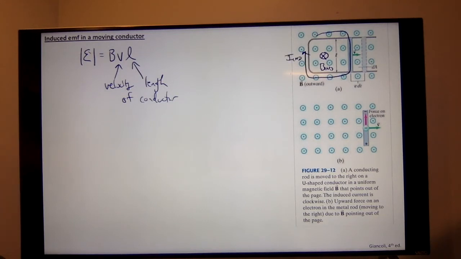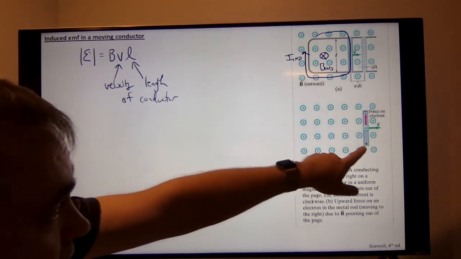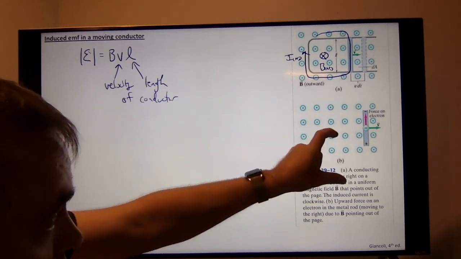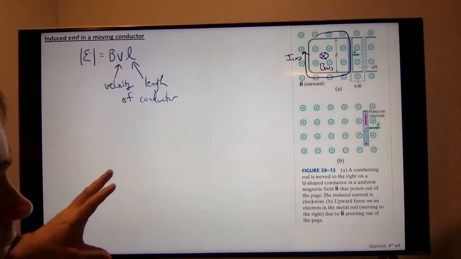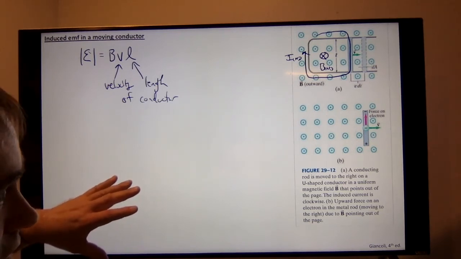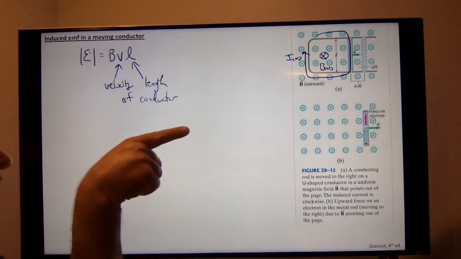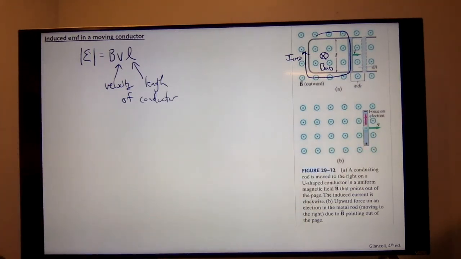The thing is, it works out that I don't really need the loop of wire. I could just have a conductor itself, just a bar that's moving through a magnetic field, and you're going to get the exact same thing happen because of the force on the free electrons inside that particular conductor. So you can imagine that I have positive charges in here, and they're moving to the right.